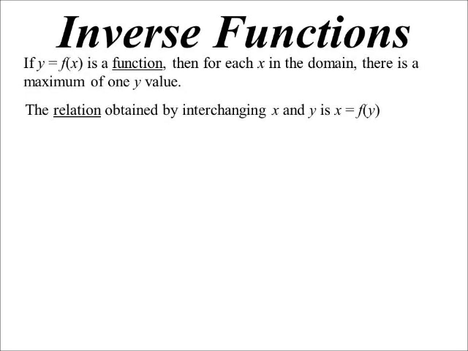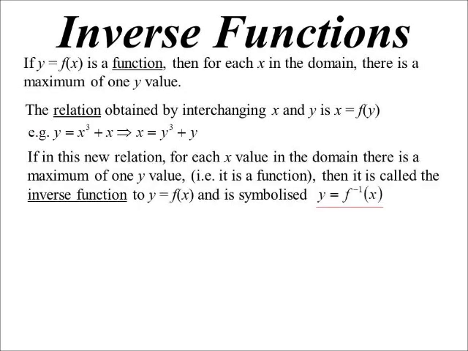So swap the x and the y's around, we'll get some new relation, which will be very similar. So for instance, if I started with y equals x cubed plus x, swap them around, I get x equals y cubed plus y. Now, you then look at that new relation, and if it still satisfies the rule for a function, so in that new one, for every x value in the domain there's a maximum of one y value, then we don't just call it the relation, that is the inverse function, because it is a function. So you have to start with a function, and you have to finish with a function when you swap. And the symbol is the -1 there.